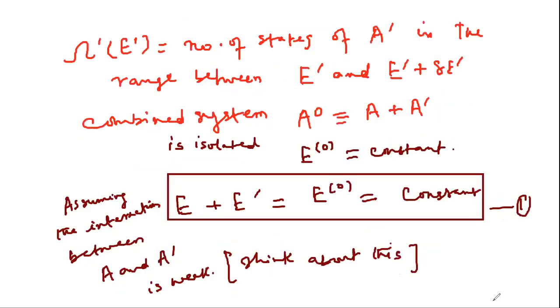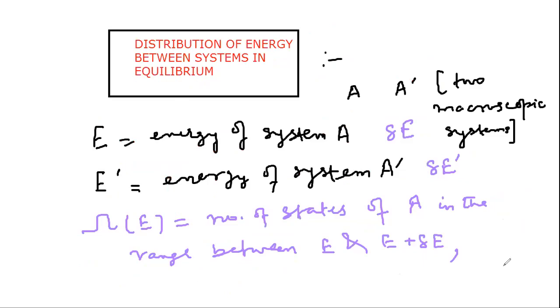Now let us justify our topic. The idea was, we have two subsystems, A and A prime. A contains some energy and A prime contains some energy. Now we bring them in thermal contact. The overall combined system is isolated, so whatever energy is in the two systems is fixed, which is E naught. We wanted the distribution of energy. We wanted to understand how this total energy is distributed between these two subsystems.